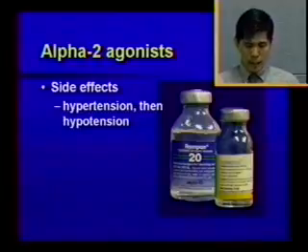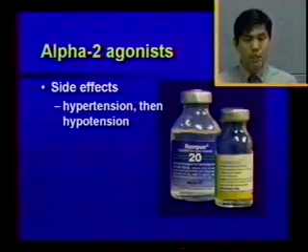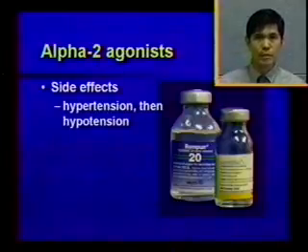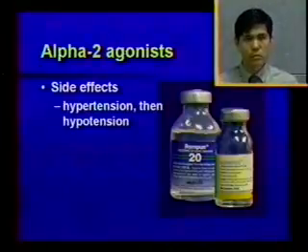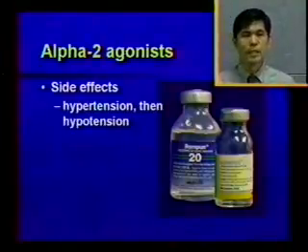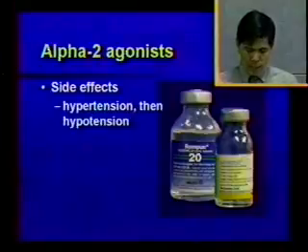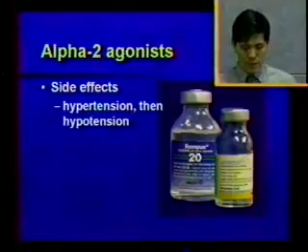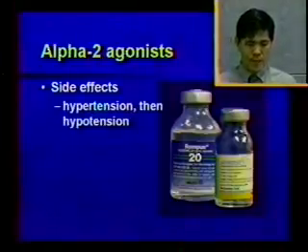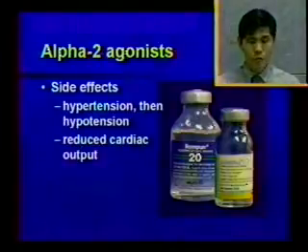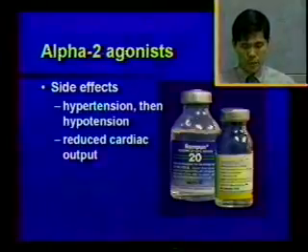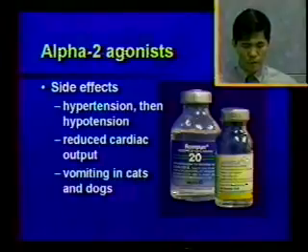Another side effect, after giving alpha-2 agonists, they can cause hypertension because of the peripheral vasoconstriction. Then it is followed by hypotension, maybe 30 minutes later, as a result of a reduction in sympathetic outflow and an increase in some parasympathetic influence. Another side effect would be a reduction in cardiac output. This is mainly due to the peripheral vasoconstriction.